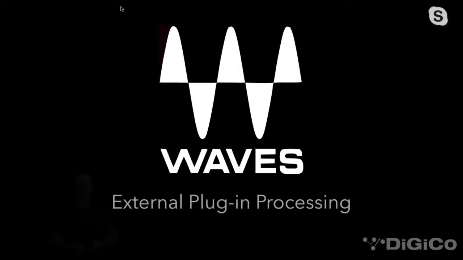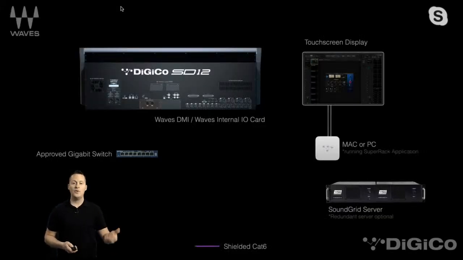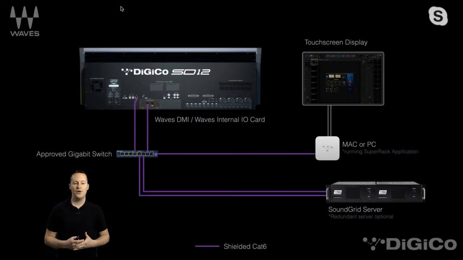All right, now on to Waves. Waves is external audio processing, so let's quickly show you how this is set up. We have a DiGiCo SD12 that has a Waves DMI card in it. We have a SoundGrid server, and in this case we actually have a redundant server, because it's PowerPoint and we can do that easily. We have a Mac or a PC running the Super Rack or multi-rack application, and a touchscreen connected to that. We simply wire everything up through an approved gigabit switch from Waves.